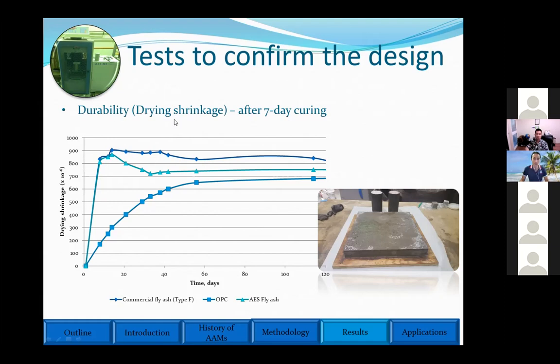The durability tests, for example, the shrinkage. As we expected, because the reactions are very fast, the drying shrinkage of alkali activated materials is initially higher than normal concrete. Here is a normal concrete, but ultimately the drying shrinkage is going to be almost the same. So we need to be careful about this property, the drying shrinkage of the alkali activated concrete, actually.